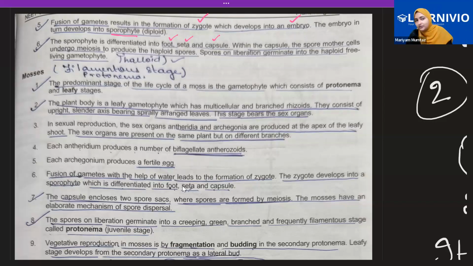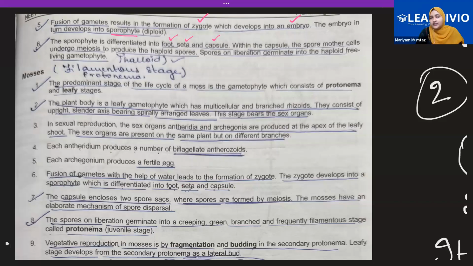The best thing about mosses is that they have such a great water holding capacity. They can absorb and hold a lot of water in them. So now we're going to study those mosses. That moss is actually the filamentous stage of the bryophyte, and the filamentous stage is what we're going to call protonema.